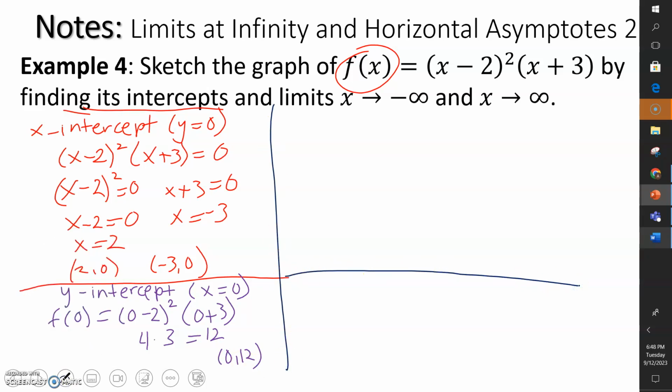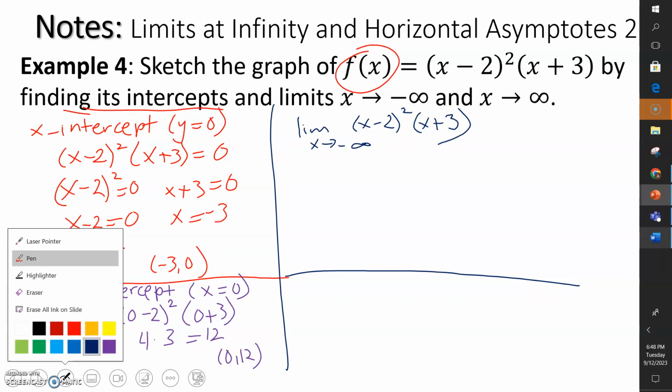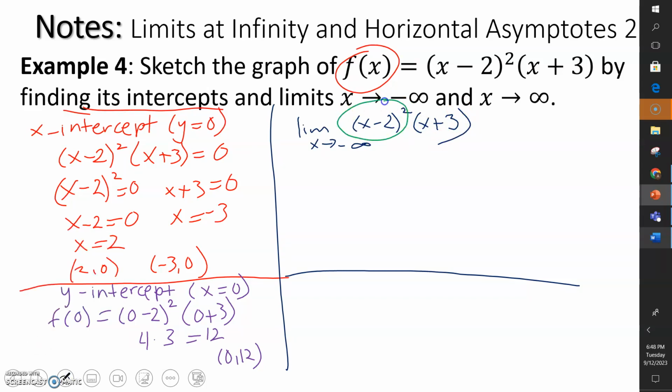Lastly, let's find our end behaviors. So we have the limit as x approaches negative infinity of (x − 2)²(x + 3). Note, we're going to use the limit laws to assess this. If we look at the first piece, (x − 2)², we know that's a quadratic, and a quadratic has an even degree, so both ends go up or both ends go down. Because there's no negative coefficient in front of this expression, both ends go up. So if we go to negative infinity, this piece of the function goes to infinity.